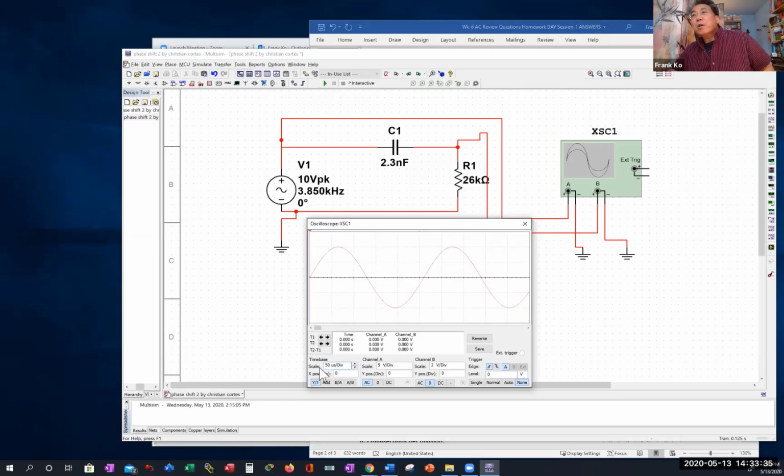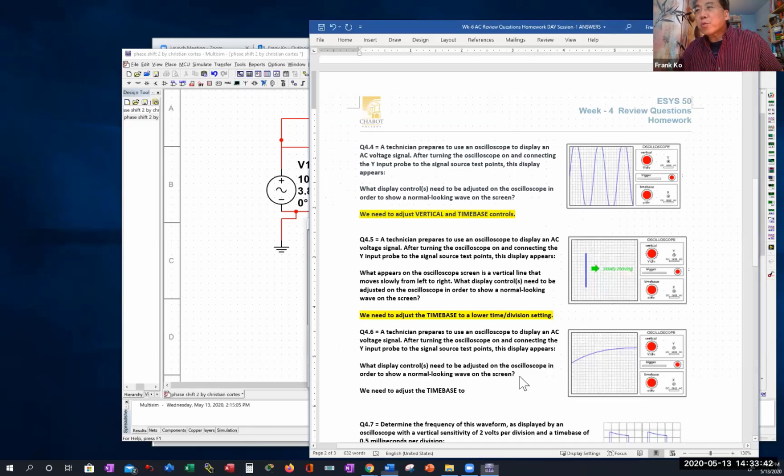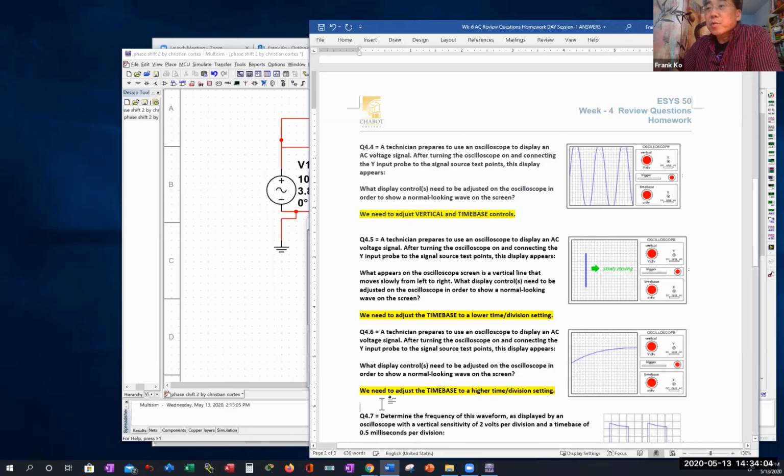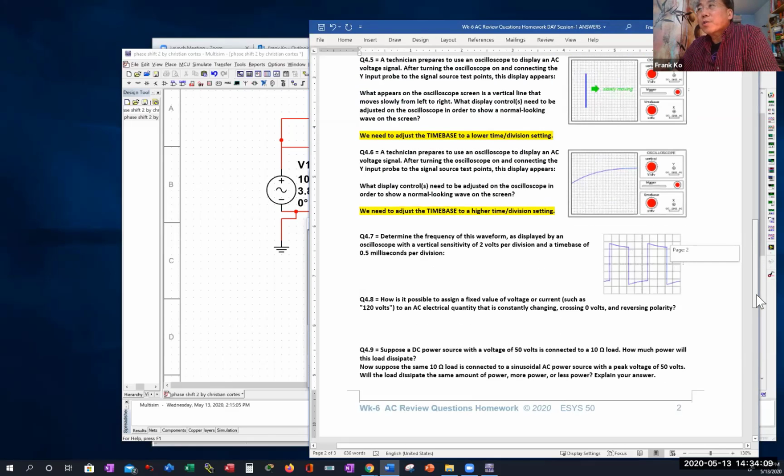Hey, guess what? By increasing the time base, you show more waveforms. Yes? So time base was correct, and you want to adjust this to a higher time per division setting. Does that make sense to everybody? Because you need to practice this on your multi-sims to understand these questions. Okay, now this is interesting.